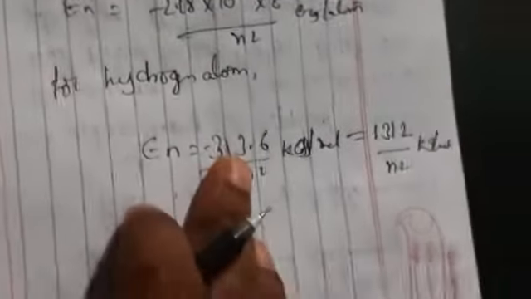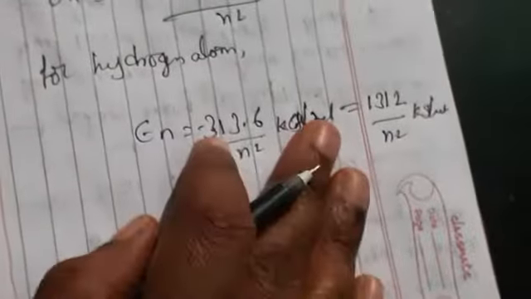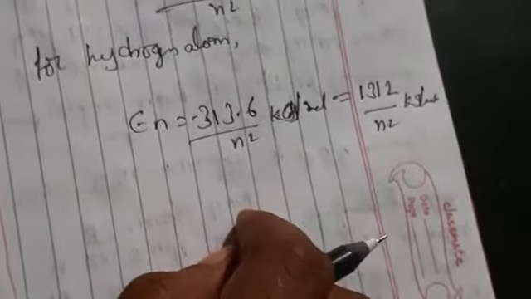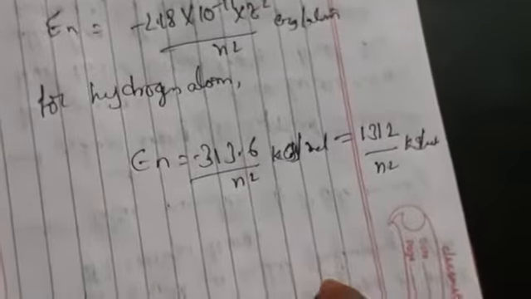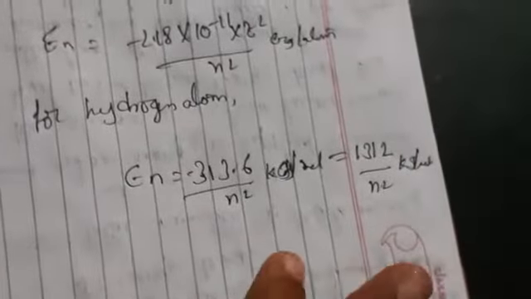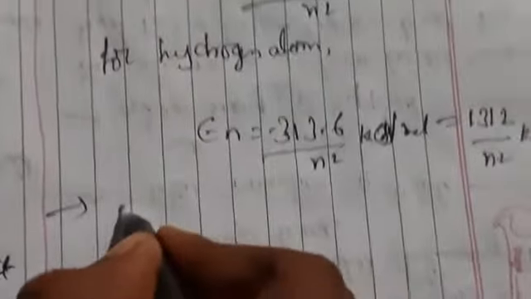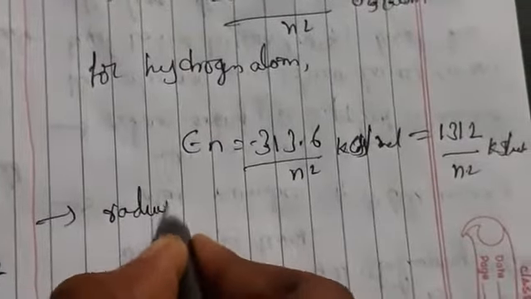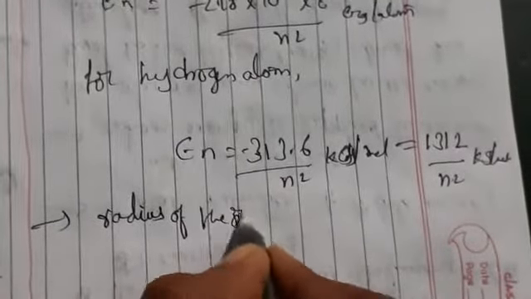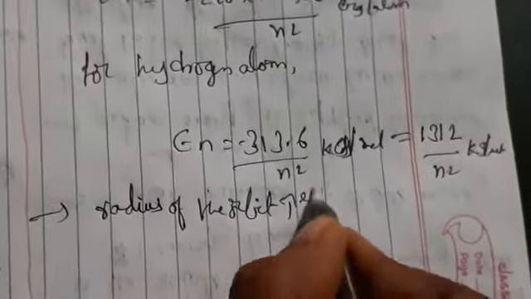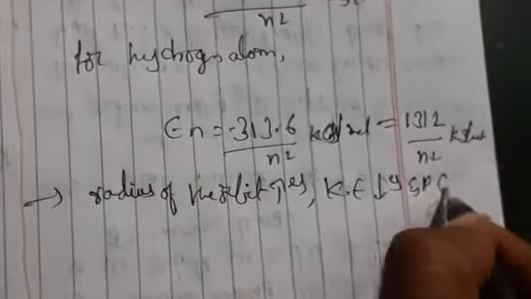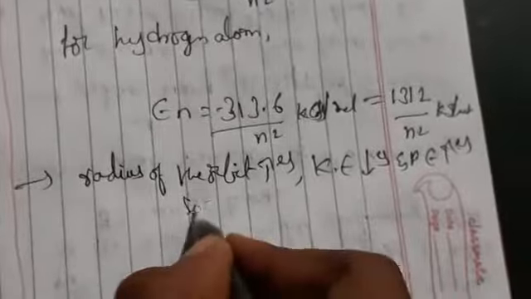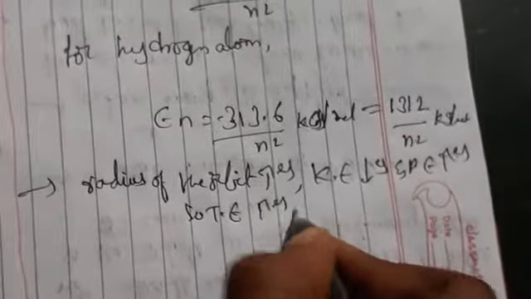In general, when you increase the radius of the orbit, the kinetic energy of the electron decreases because it is inversely proportional, and the potential energy increases. So as the radius of the orbit increases, kinetic energy decreases and potential energy increases, and the total energy increases.